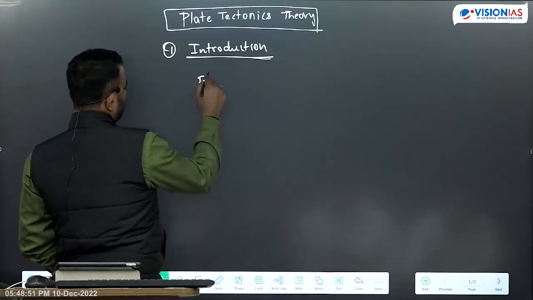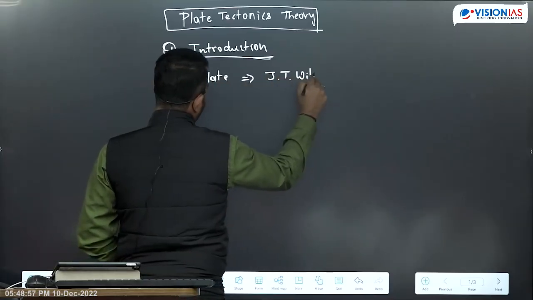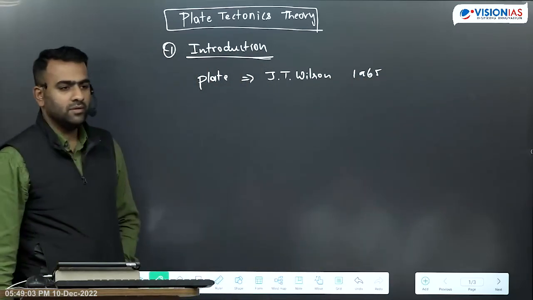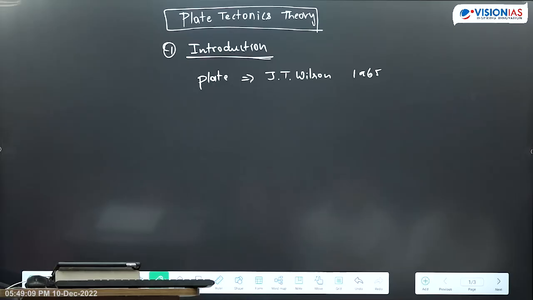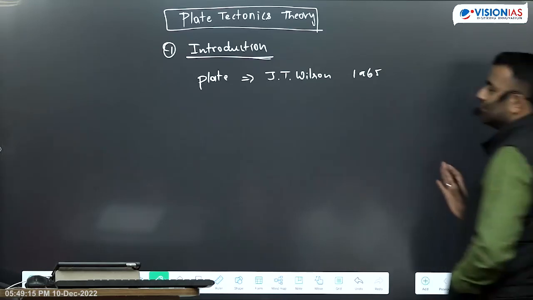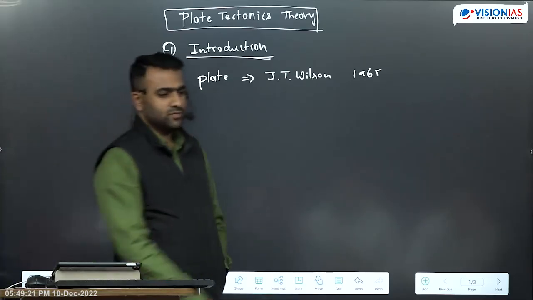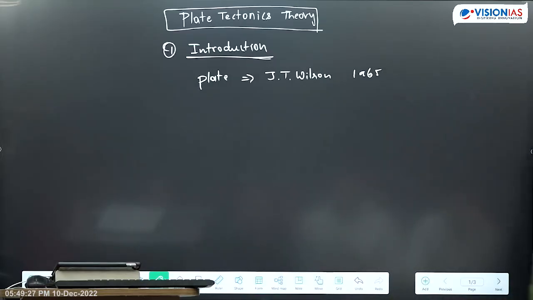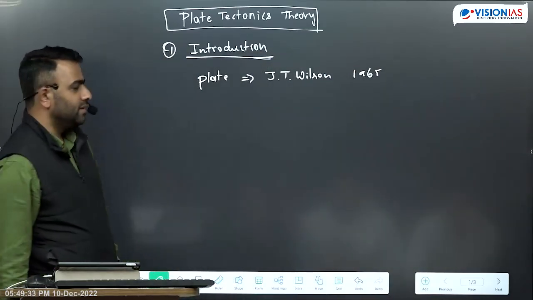The word plate was coined by J.T. Wilson in 1965. That is why you should not use the term plate in continental drift theory and seafloor spreading theory. Don't use it in both, even by mistake. Okay? So it is coined by J.T. Wilson, and J.T. Wilson, not T.J. Wilson, because both are different. Both are geographers, both are geomorphologists. Okay, so it is J.T. Wilson in 1965.